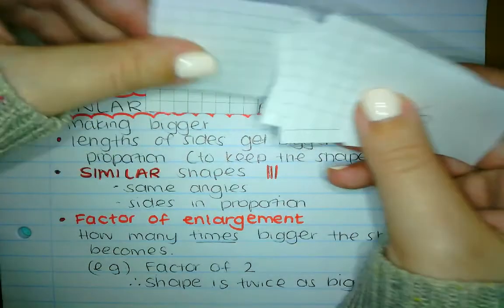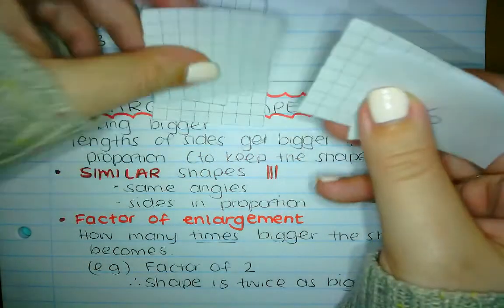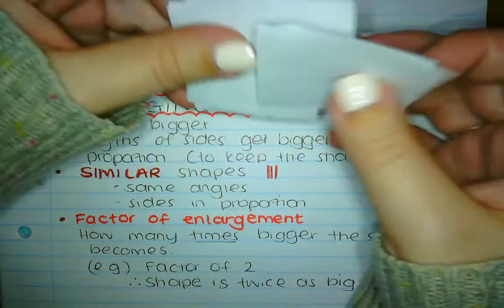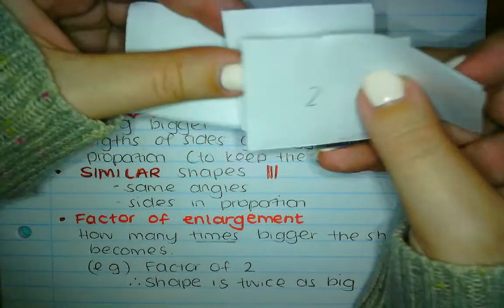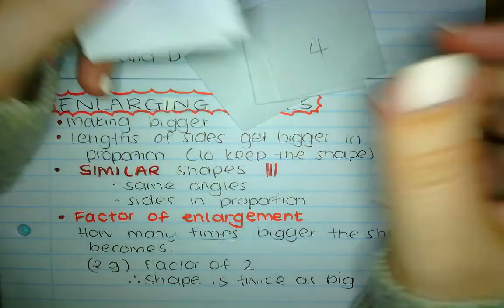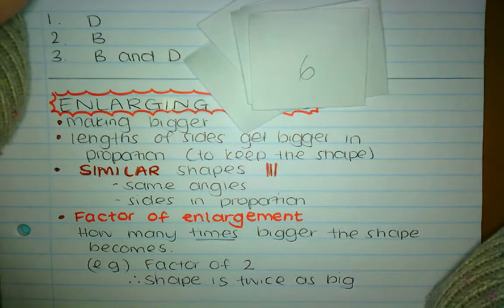Okay, so you need 6 blocks. 1, 2, 3, 4, 5, 6. So what I've done, just so that I count myself correctly here, I've got 1, 2, 3, 4, 5, 6.